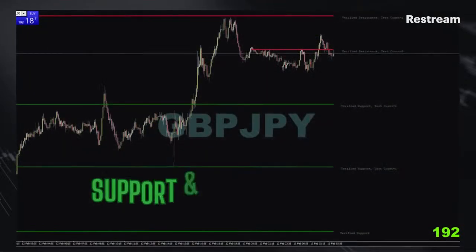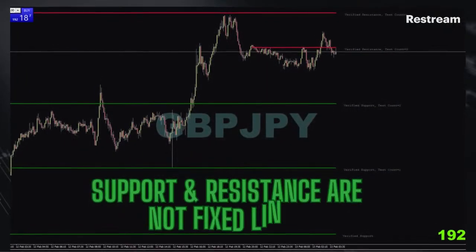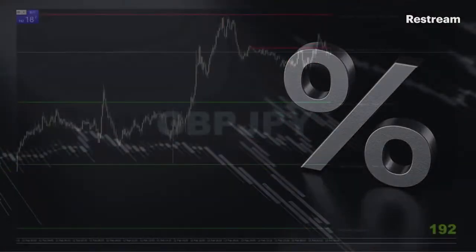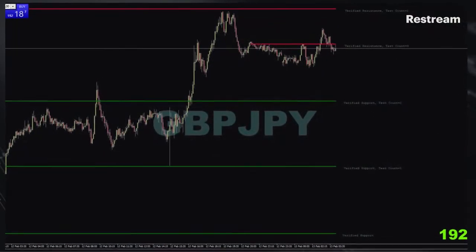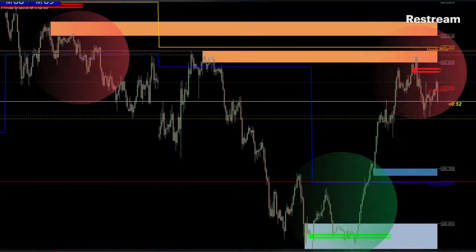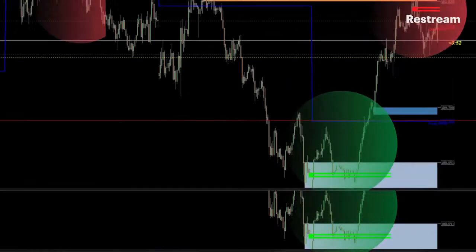Part 1. Support and resistance are not fixed lines. Let's talk about the first misconception. Support and resistance aren't fixed price levels. They're zones. New traders slap horizontal lines on a chart and expect price to respect them perfectly. But in reality, institutions don't trade like that.